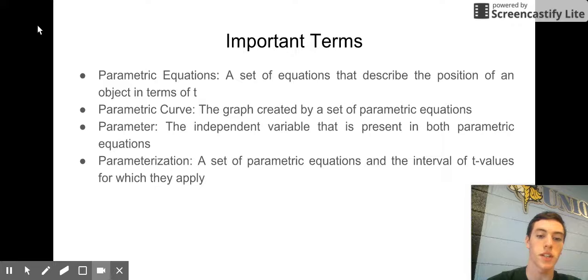And parameterization is a set of parametric equations and the interval of t values for which they apply. So it could say the position of a particle is represented by the parametric equations x of t and y of t, for t greater than or equal to 0 and less than or equal to 3. So it could just specify.